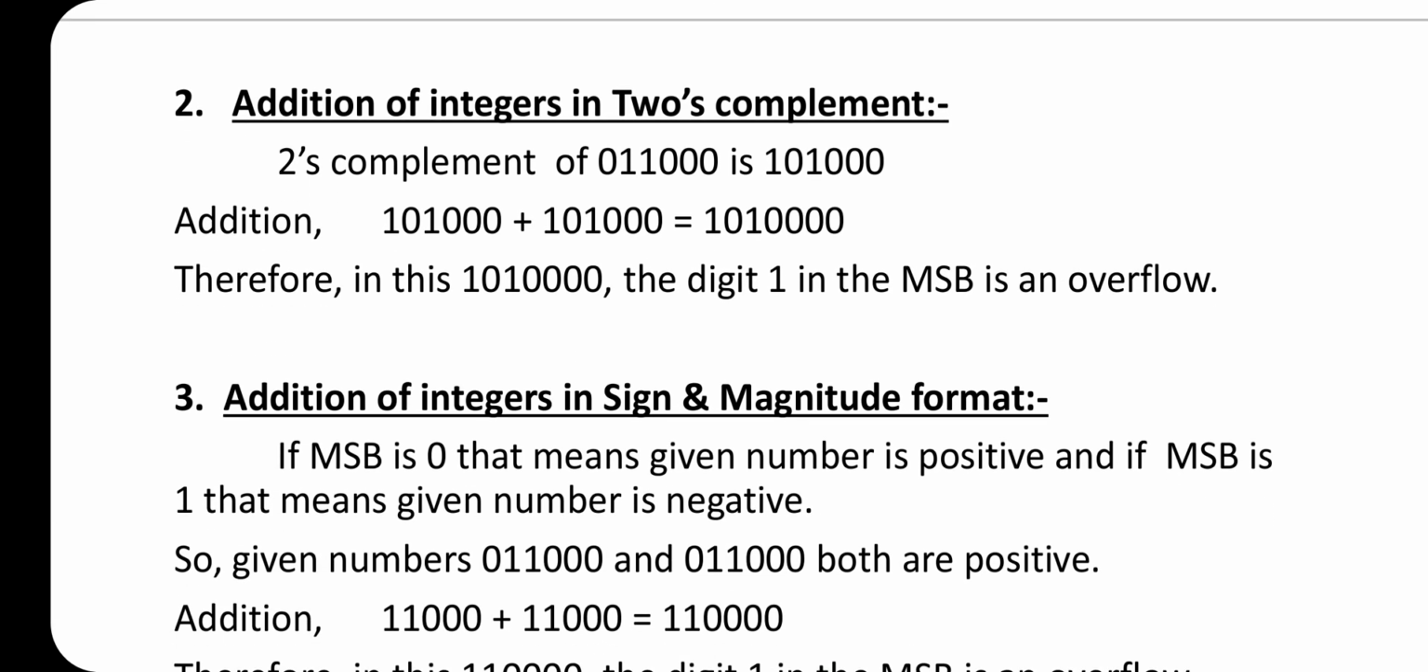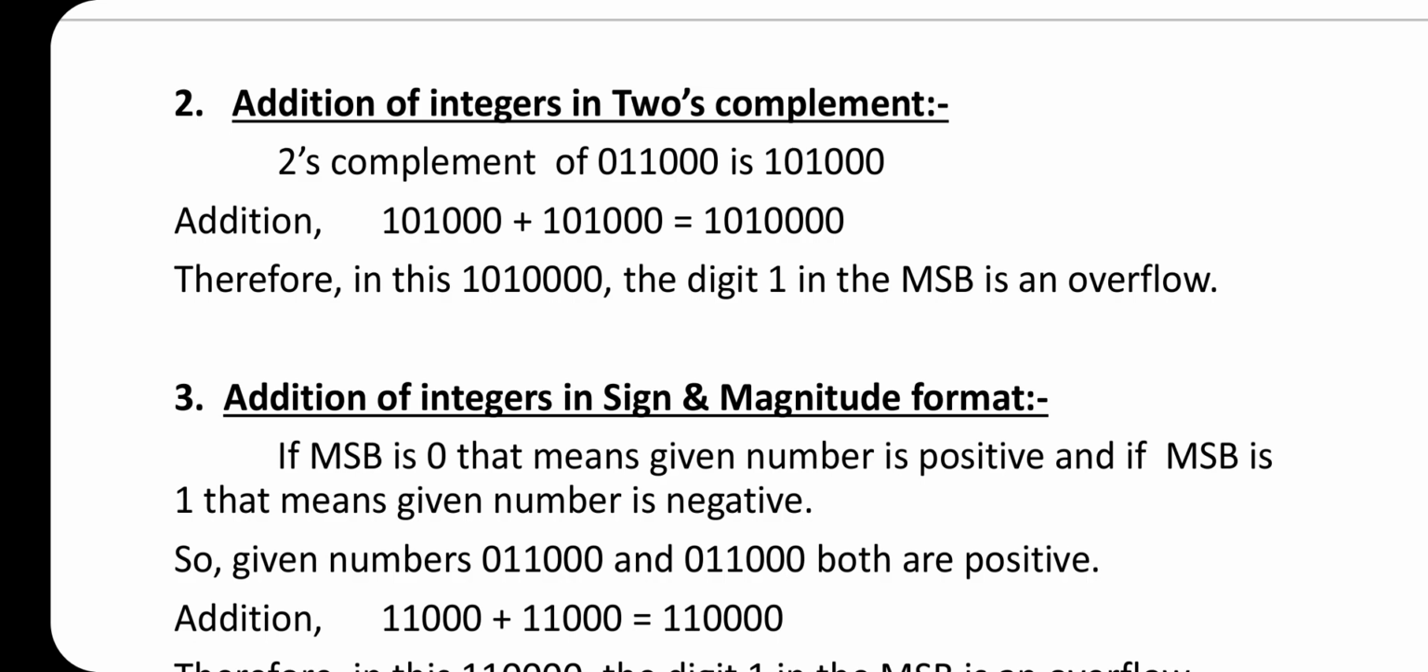Addition of integers in 2's complement. 2's complement of 0, 1, 1, 0, 0, 0 is 1, 0, 1, 0, 0, 0. Addition 1, 0, 1, 0, 0, 0 plus 1, 0, 1, 0, 0, 0 is equal to 1, 0, 1, 0, 0, 0, 0. Therefore, in this 1, 0, 1, 0, 0, 0, 0, the digit 1 in the MSB is an overflow.